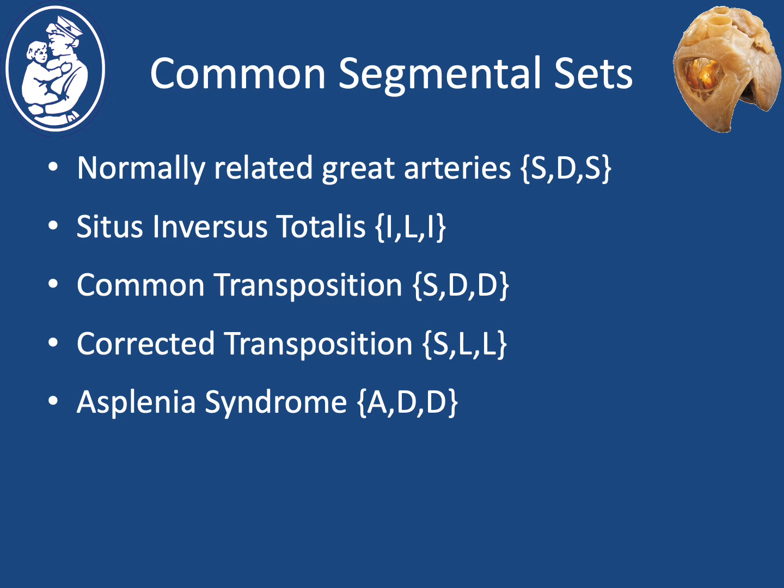Many patients with asplenia syndrome have ambiguous atria, but D-looped ventricles and D malposed great arteries, typically double outlet right ventricle or transposition, for a cardiotype of ADD. There are, of course, many other cardiotypes that can and do exist.